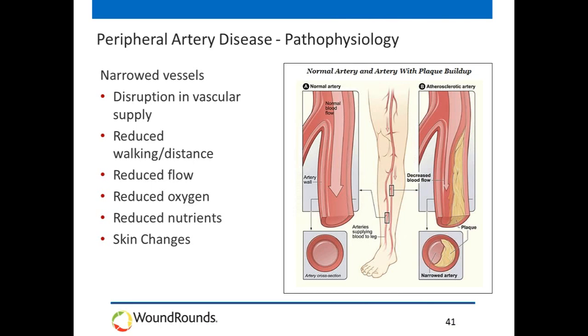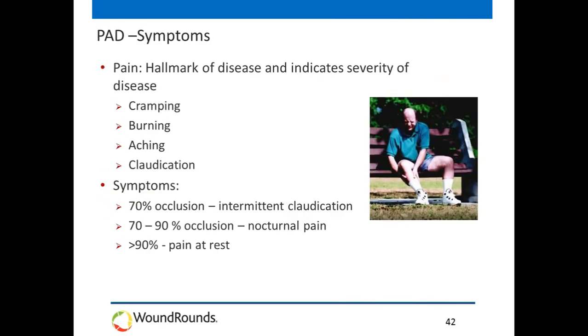This is just a review of what causes peripheral arterial disease: atherosclerosis, the hardening of the arteries, and it narrows up, and it's a cascade from there, stopping the circulation. Reviewing the symptoms, understand the biggest complaint you're going to hear, the hallmark sign of peripheral arterial disease, is pain. And the severity of the pain will indicate the severity of the disease.